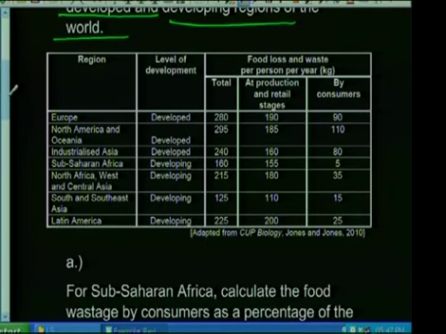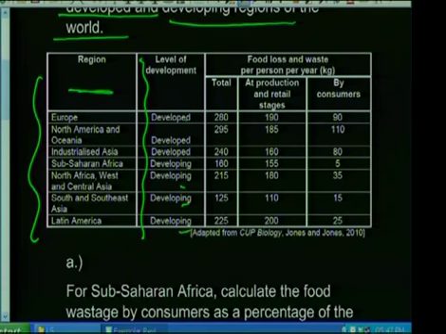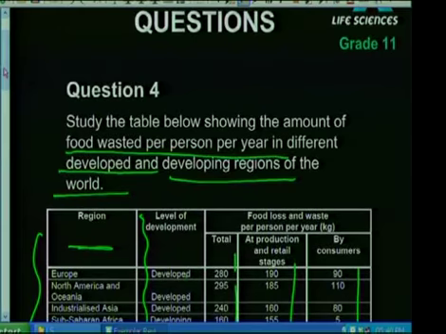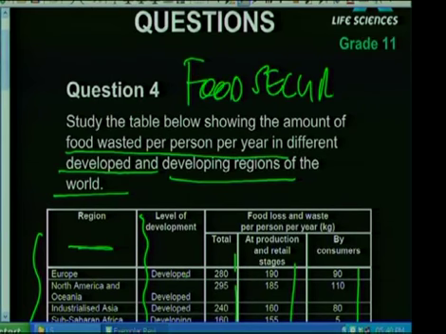Level of development. First is the region where it's found. Secondly, level of development, whether it's developed or developing. The total at production and retail stages by consumers. So what is the section actually coming from? Where does food waste come in? The heading is food security. This is the work that you're doing.